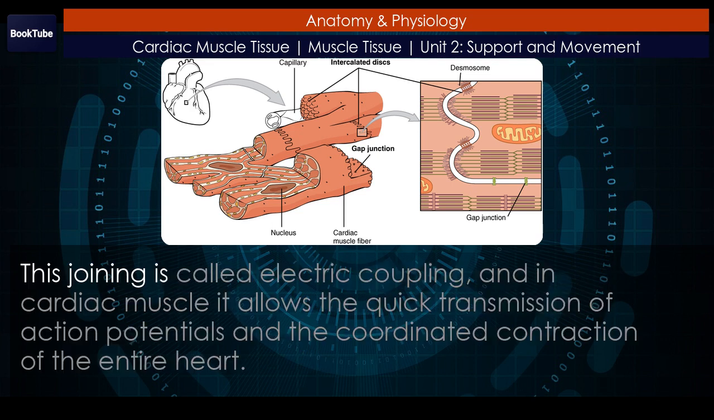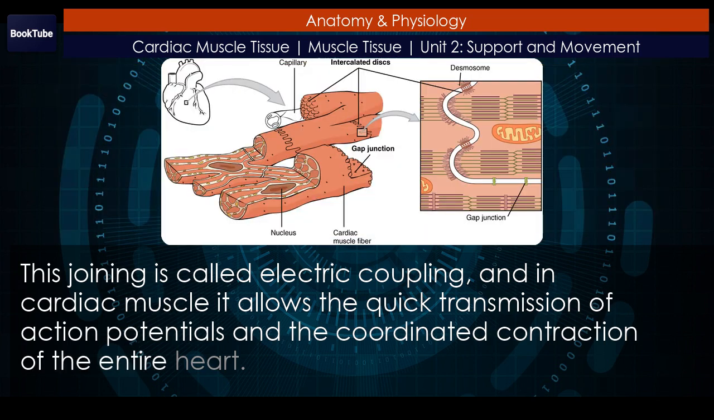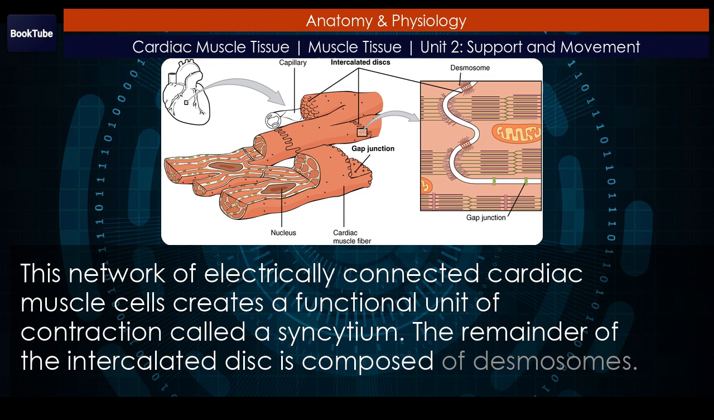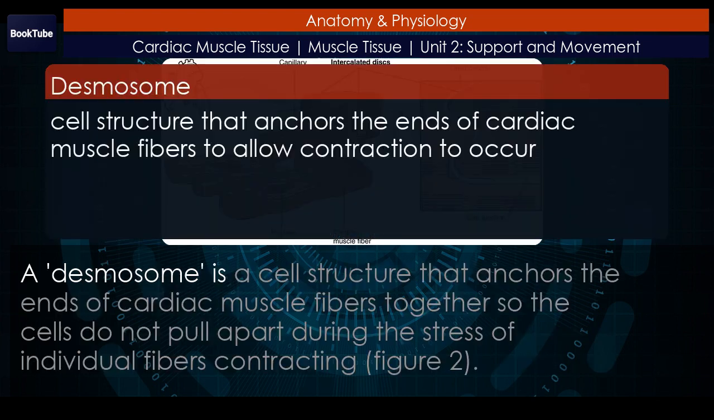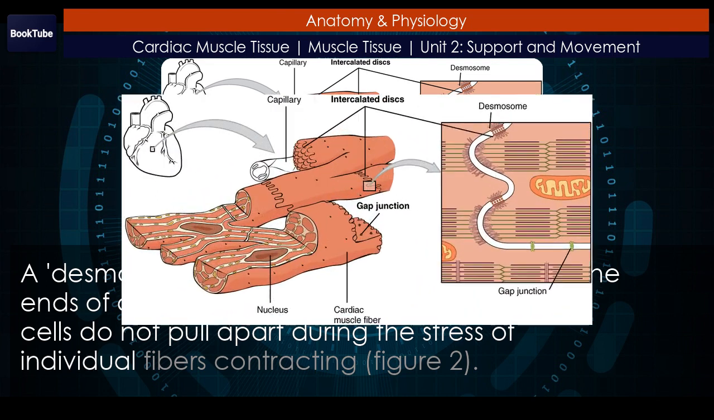This joining is called electric coupling, and in cardiac muscle it allows the quick transmission of action potentials and the coordinated contraction of the entire heart. This network of electrically connected cardiac muscle cells creates a functional unit of contraction called a syncytium. The remainder of the intercalated disc is composed of desmosomes. A desmosome is a cell structure that anchors the ends of cardiac muscle fibers together so the cells do not pull apart during the stress of individual fibers contracting.